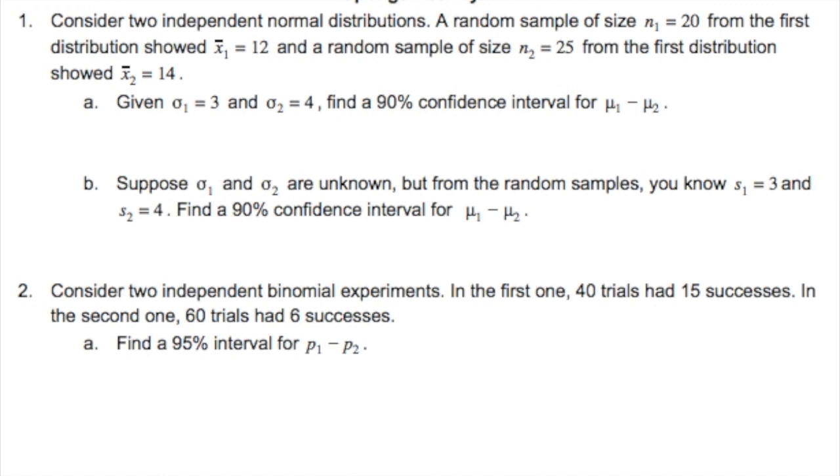And for part B, suppose sigma sub 1 and sigma sub 2 are unknown, but from the random samples you know S sub 1 is 3 and S sub 2 is 4. Find a 90% confidence interval for mu sub 1 minus mu sub 2. Consider two independent binomial experiments. In the first one, 40 trials had 15 successes. In the second one, 60 trials had 6 successes. Find a 95% interval for p sub 1 minus p sub 2.